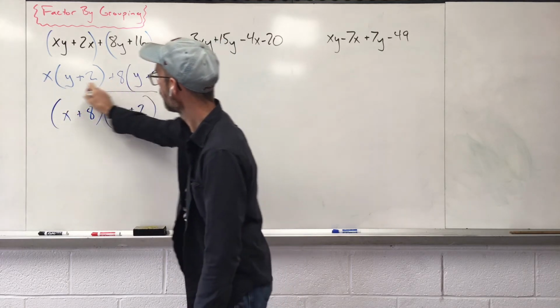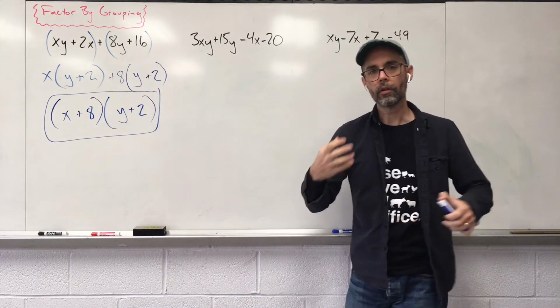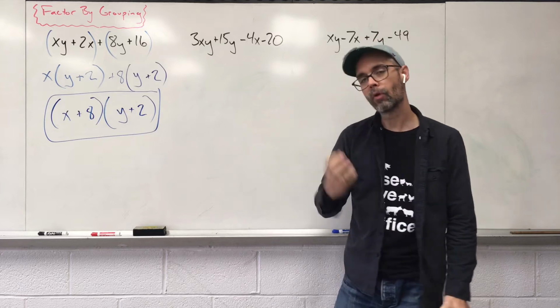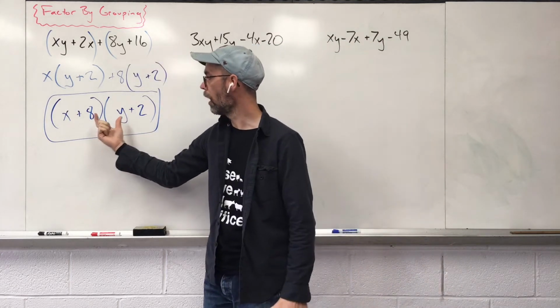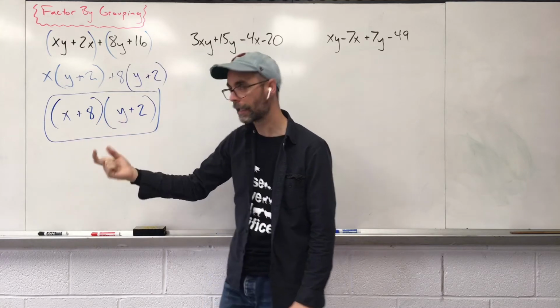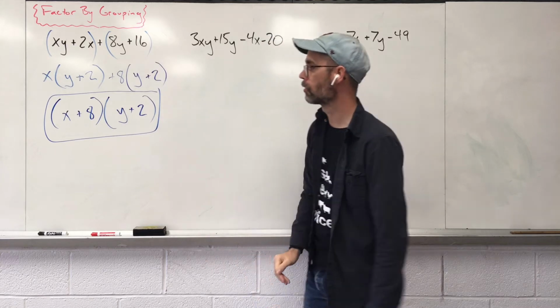Now, a factor of something is a number or a term being multiplied by something else to give us an answer. So these two binomials multiplied together give us this. They are factors of the original problem.